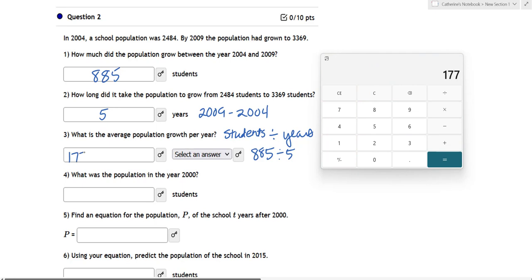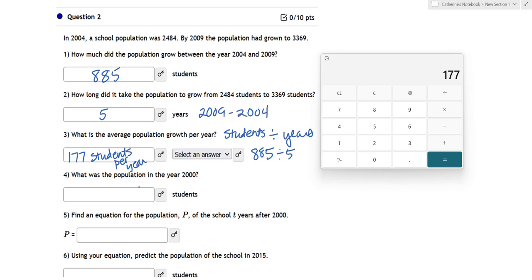And then with this drop down menu, it has students, years, students per year, or years per student. Since we're dividing the number of students by the years, that would be students per year. Per is like a fraction bar, so per year.